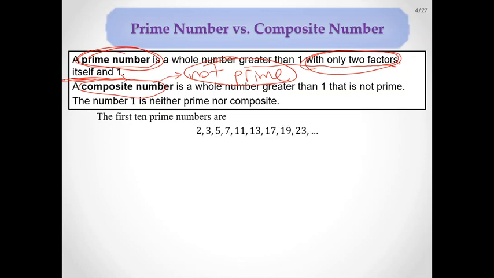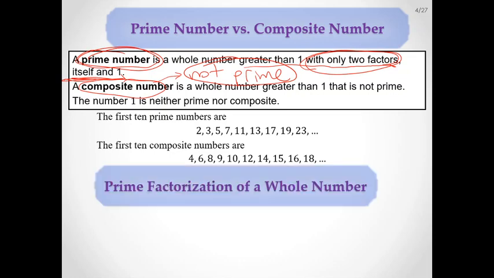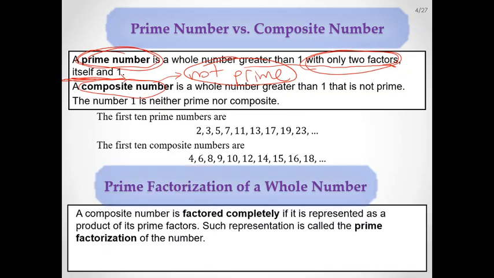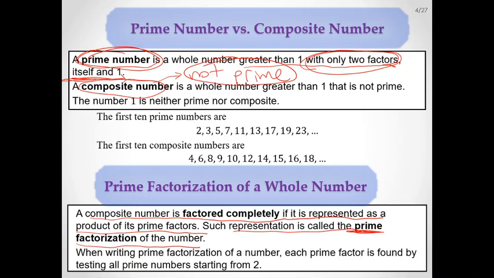The first 10 prime numbers are these, and the first 10 composite numbers are 4, 6, 8, 9. As you see, they are all even numbers because they are divisible by 2. Prime factorization of a whole number. A composite number is factored completely if it is represented as a product of its prime factors. Such representation is called the prime factorization of the number. When writing the prime factorization of a number, each prime factor is found by testing all prime numbers starting from 2.